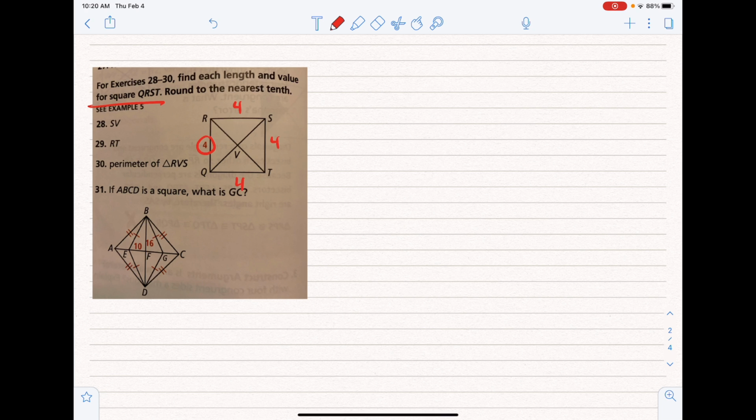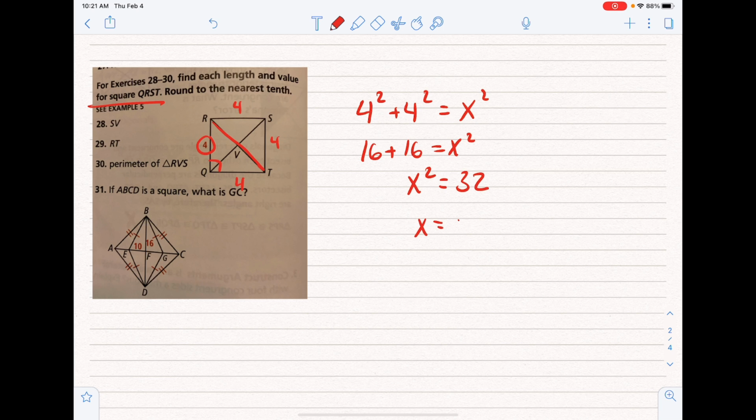And from that, we can figure out how big one of these diagonals has to be. Because again, we have right angles in the corner. So we would know that 4 squared plus 4 squared is equal to whatever that diagonal is squared. So that's 16 plus 16 is equal to x squared. X squared is equal to 32. So therefore, x is equal to the square root of 32. And that number is somewhere in between 5 and 6, pretty close to 6.